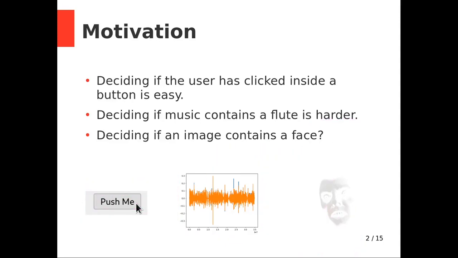But what if we want to decide if an image contains a face? That's tough, right? The face might be in different places in the image. It might have a different angle. It might have a different size because it's closer or further from the camera. It might be in profile. It might have shading on one side, which would make it easier to pick out features like the nose, or it might not. The eyes might be closed or open. There are all kinds of things that are going to make that much harder to do.